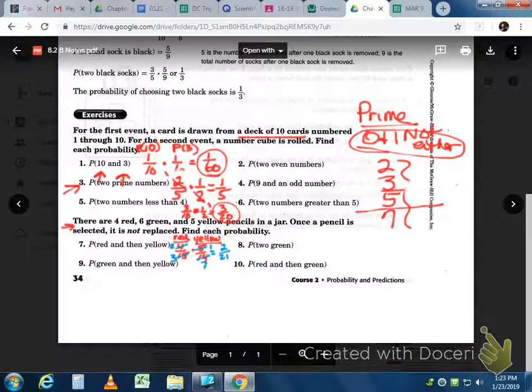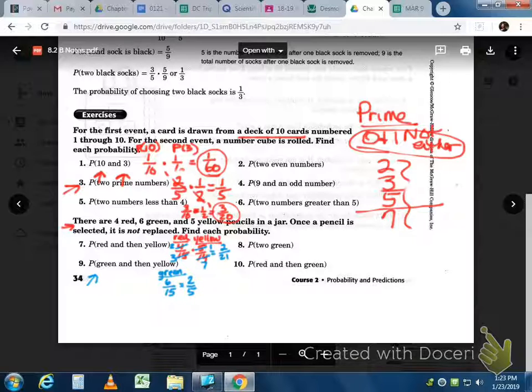Okay, what about a green then a yellow? So we're going to put all the pencils back in the jar now. Start all over. So I want a green. The probability of getting green is 6 out of 15. Does that simplify? Divide them both by 3. It's going to be 2/5. So this is really 2/5.